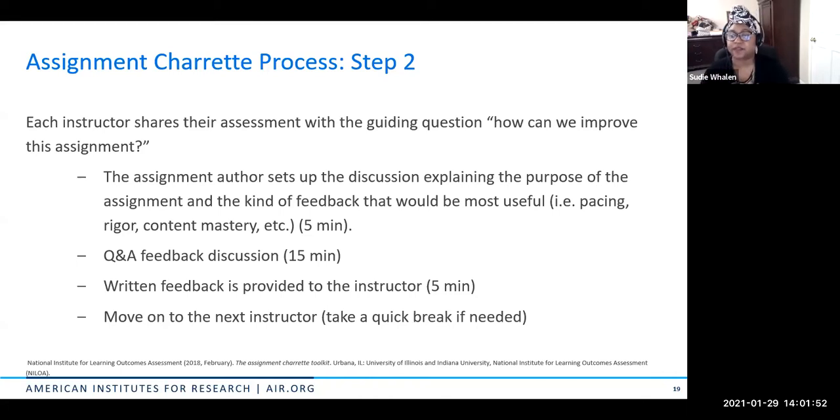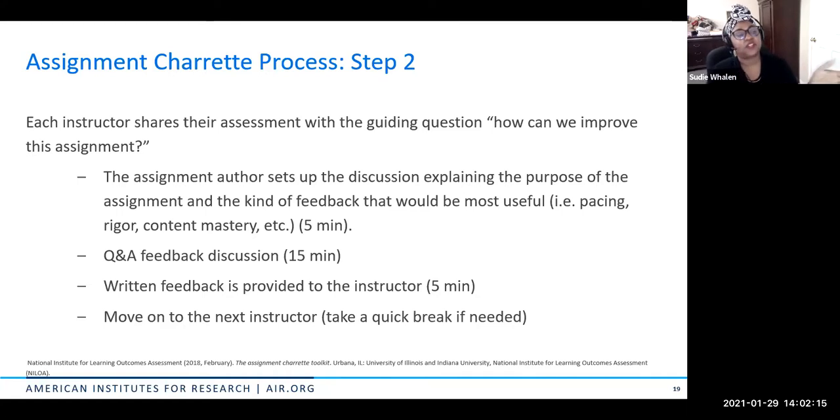So I, as the instructor, am coming with my assessment and I'm saying, this is my assessment. We're focusing on computer programming and illustrations. And I would like to know whether or not I'm hitting the illustration piece enough, or if I'm asking them to demonstrate that, because I think I am, but I'm not sure. I've had some students who didn't really understand the instructions and didn't do that well, or whatever.